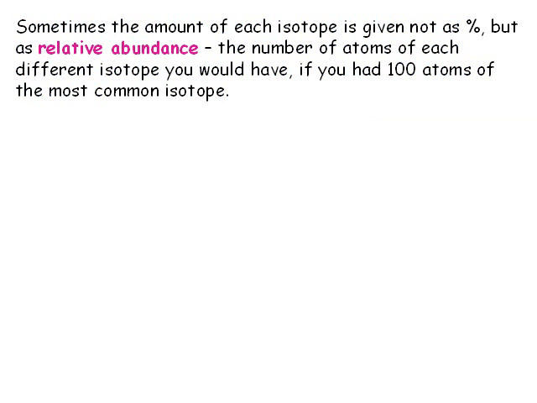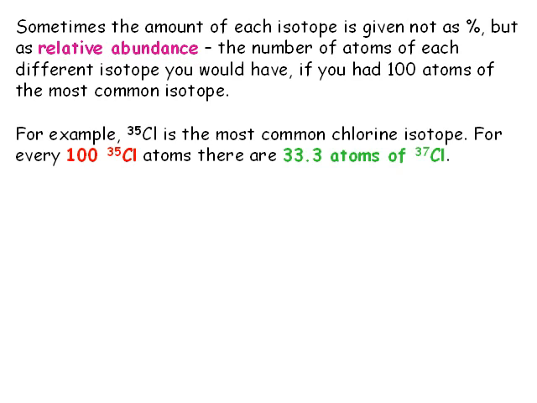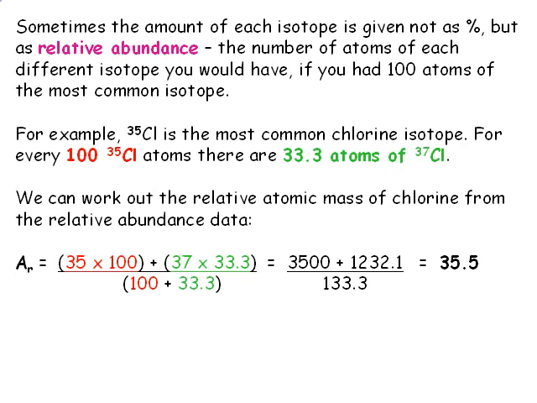Sometimes, instead of percent abundance, we may be given relative abundance. The numbers show how many atoms of each of the other isotopes you'd have if you had 100 atoms of the most common isotope. For example, for every 100 chlorine-35 atoms, you'd find 33 1/3 chlorine-37 atoms. We can use data in this form to work out relative atomic masses too.